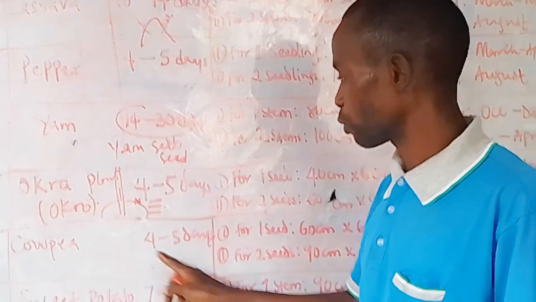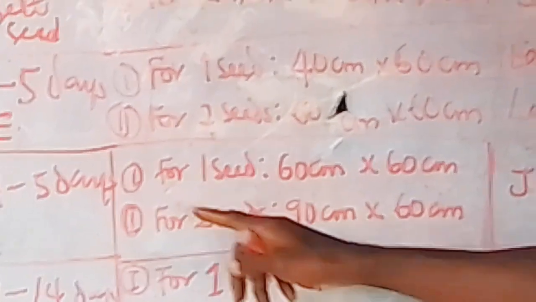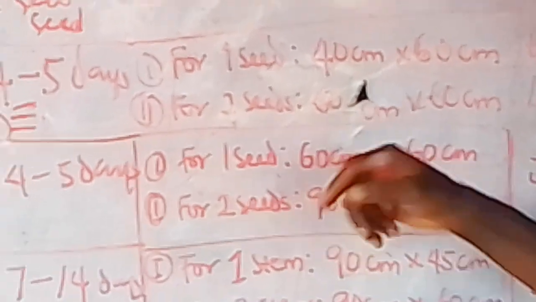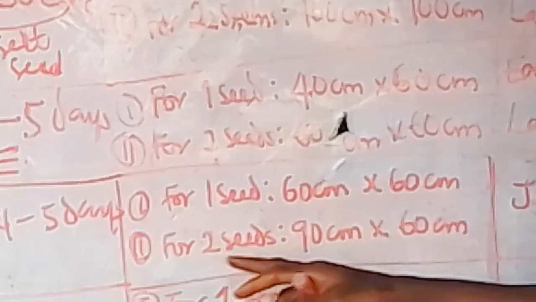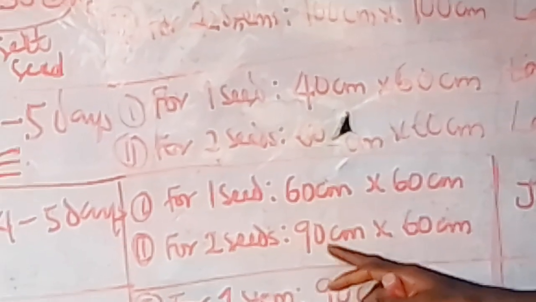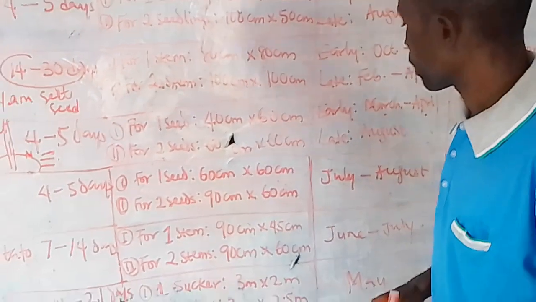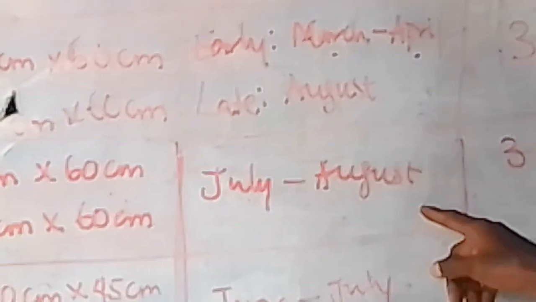It takes 4 to 5 days to germinate. And then if you plant one seed in a hole, you have to space approximately 60 centimeters by 60 centimeters. If you have two seeds, approximately 90 centimeters by 60 centimeters. It's planted usually around July to August.